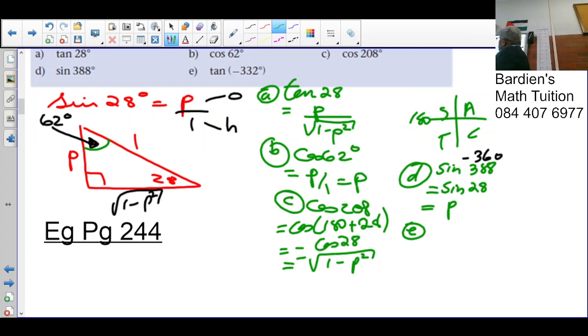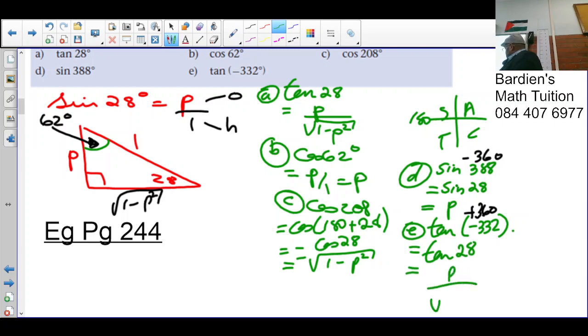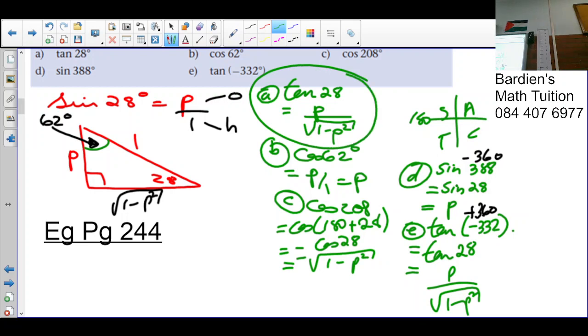E. Tan of negative 332. So that is a negative angle. What do I do? Add 360. What do I get? Tan of 28. And tan of 28 is P over the square root of 1 minus P squared, as we calculated the other day. People, any confusion here?